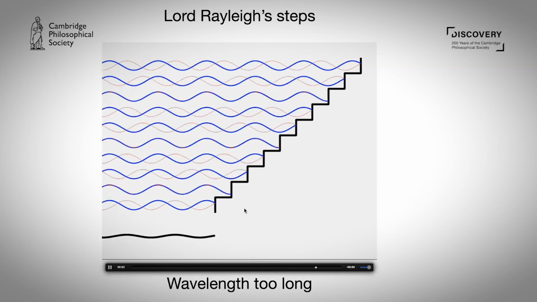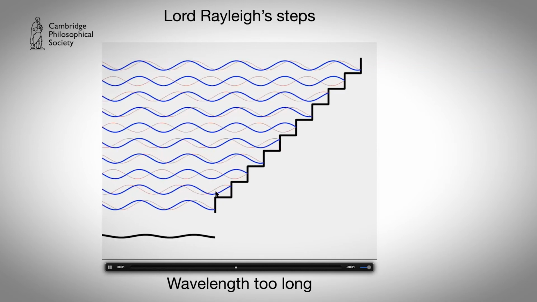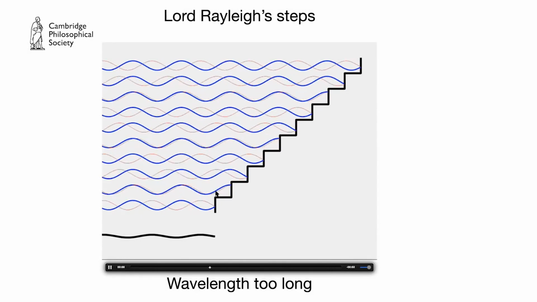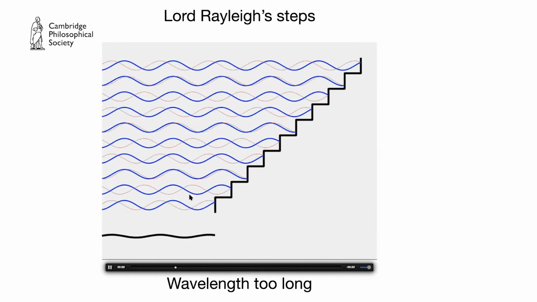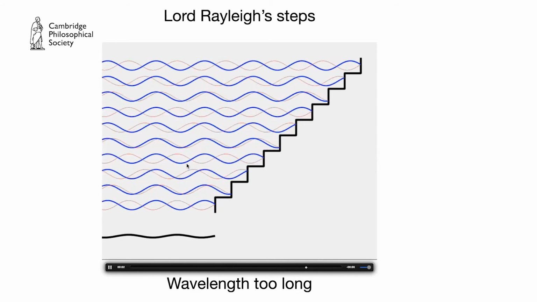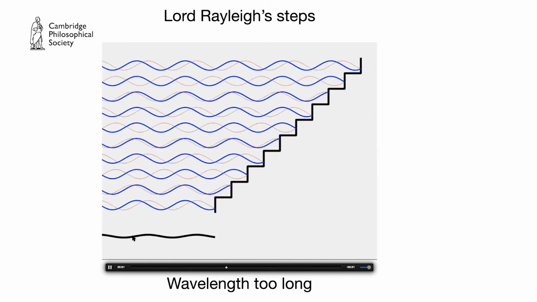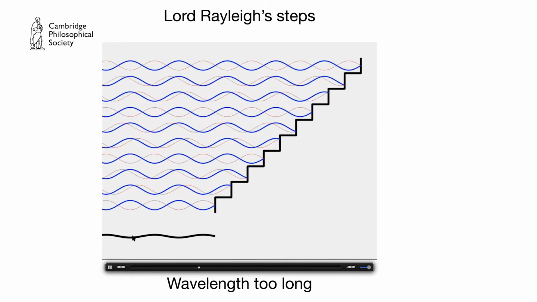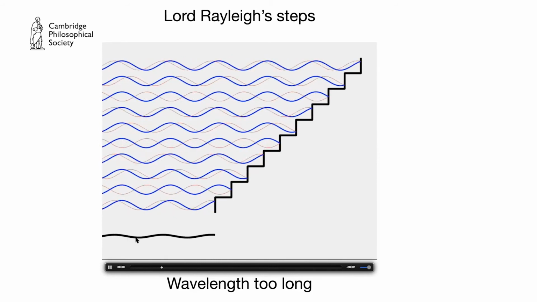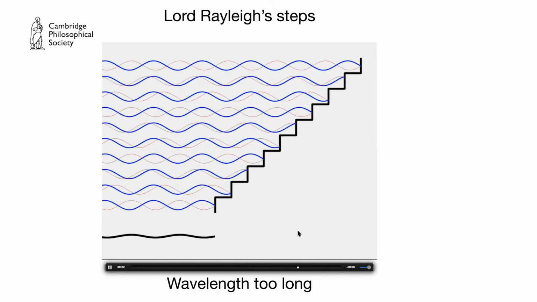In the case I'm showing here, the wavelength is longer than the distance between the steps. And what that means, if you watch the set of red curves here, is that they're all in different phases. They don't line up. And this black curve at the bottom shows the total of all the red curves. And it is still a sound wave, but it's rather small.